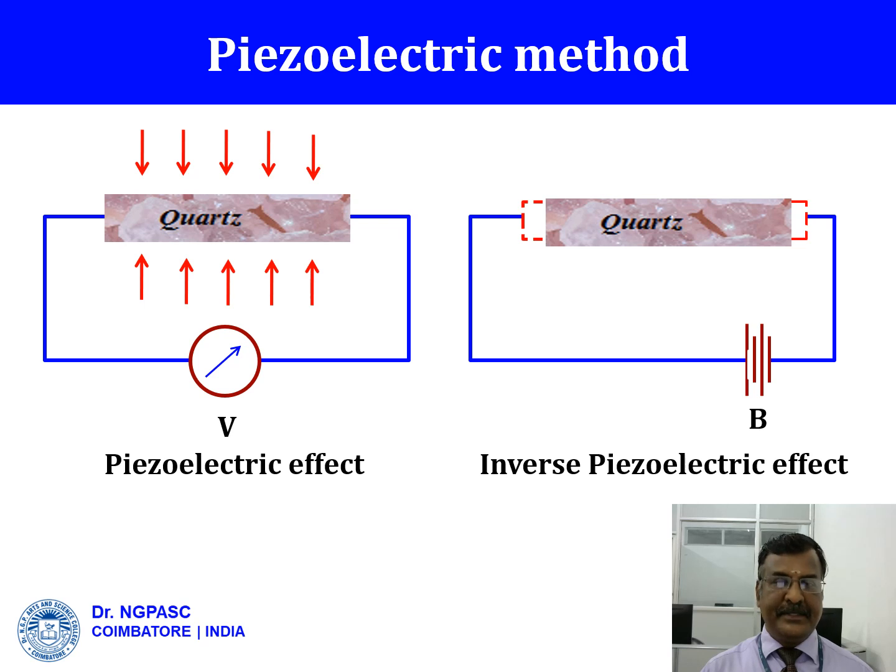In piezoelectric method, the material used for the production of ultrasonic waves is the crystal. There are so many types of crystals. In this figure, in the slide, we could see a crystal which is mentioned as quartz. Whenever a quartz crystal is subjected to mechanical pressure or squeezing or twisting, the crystal will generate electric charges. This phenomenon is called piezoelectricity.